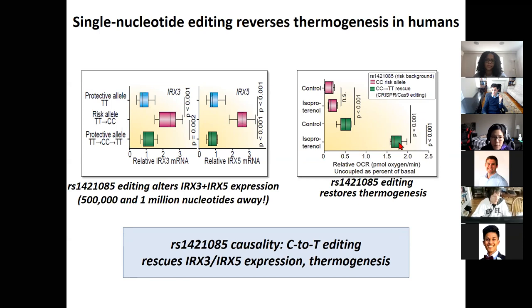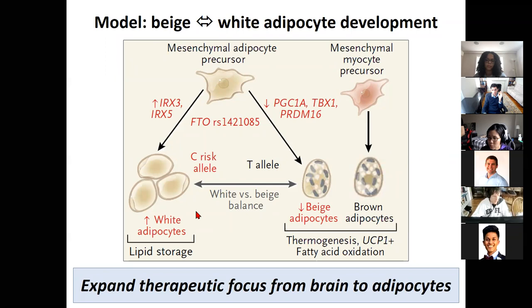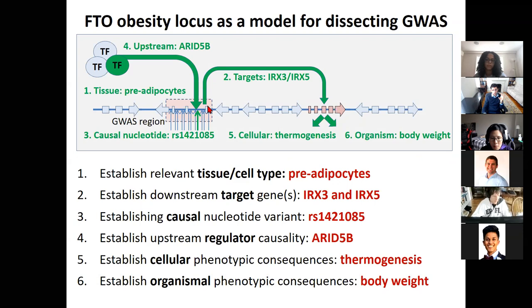You could restore the process of thermogenesis, establishing for the first time this complete link between a non-coding allele sitting in a super enhancer, acting in pre-adipocytes, targeting genes that are 600,000 and 1.2 million nucleotides away, finding the causal regulator and motif, this T2C alteration causing loss of this AT-rich interacting domain when you lose this AT-rich motif, and causing derepression of IRX3 and IRX5, derepression of this enhancer, and then the change in the cellular and in the organismal phenotypes. So the story is important because it shows you how all of these tools that we've been learning about are actually fitting together in a single framework for systematically understanding the relevant tissues and cell types, target genes, causal nucleotides, upstream regulators, cellular and organismal phenotypes.